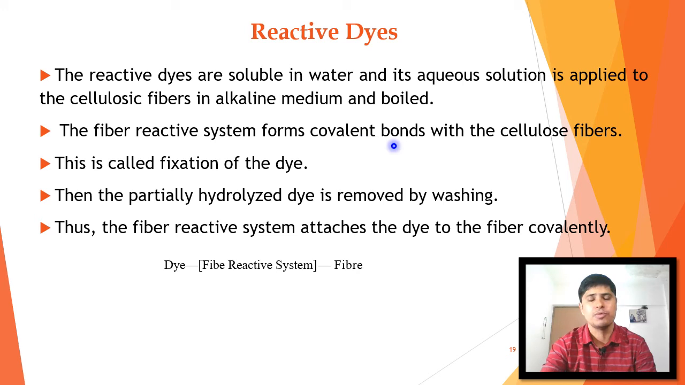We have just seen the NH2 group of the dye replacing the chlorine atom. So there is formation of a covalent bond with the cellulosic fibers. This is called fixation of the dye. Then the partially hydrolyzed dye is removed by washing. Thus the fiber reactive system attaches the dye to the fiber covalently.